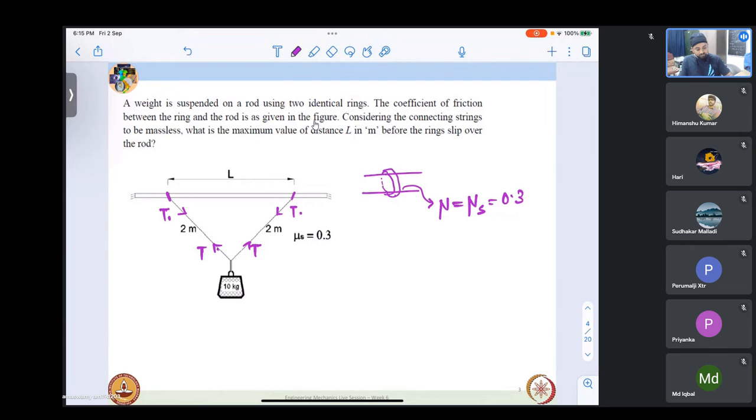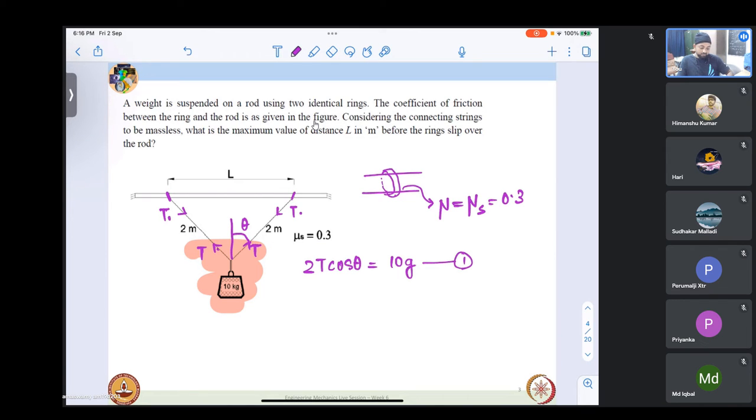If I take this subsystem, let us call this angle theta. From force equilibrium, 2T cos theta is nothing but 10 kg into g, that is 10g. This is one equation we have got.